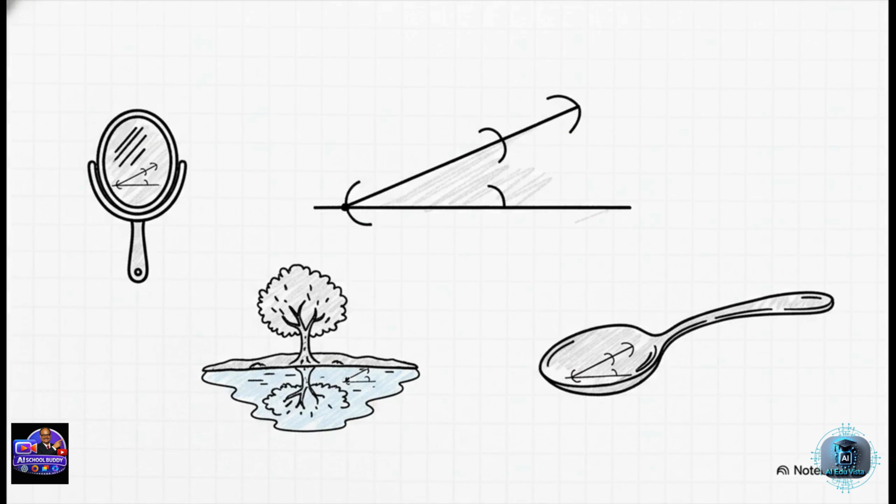And here's the really cool part. This rule applies to everything. It doesn't matter if it's a perfectly flat mirror, the surface of your phone, or even the weird curvy back of a spoon. The angle in always equals the angle out. The law is the law.